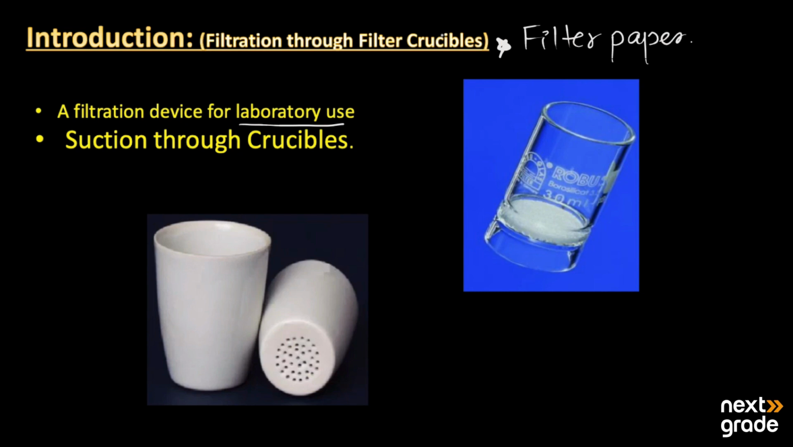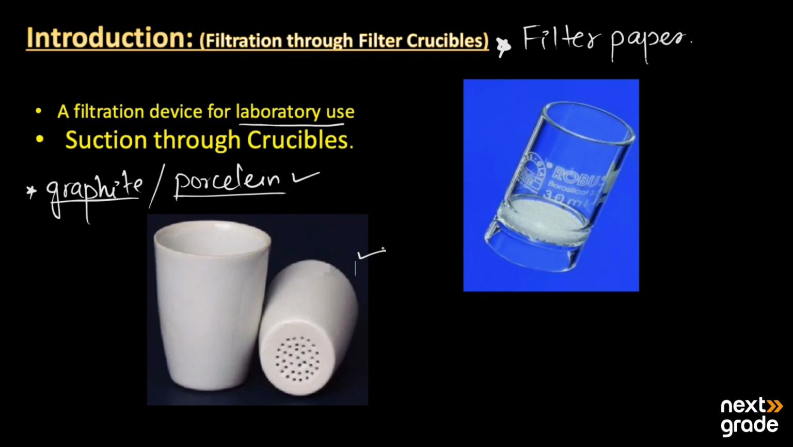Basically, crucibles are made up of different types of materials. They may be a mixture of graphite, or they may be made up of porcelain. That is also a material used for crucibles in the laboratory. And how can we do the filtration through the crucibles? Mainly, suction through the crucible takes place for the process of filtration.